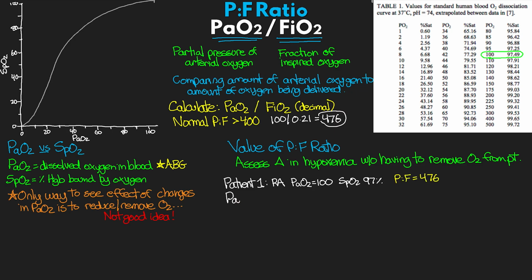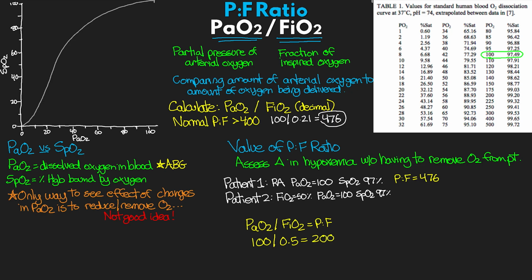So now let's take a look at patient number 2. This patient is on 50% oxygen, so 50% FiO2. They also have a PaO2 of 100, and they are also satting 97% on the SpO2. So we need to figure out what this patient's PF ratio is. Again, we do PaO2 divided by FiO2. Here we would insert our PaO2 of 100, divide that by our FiO2 of 0.5, which is the decimal version of 50%. Doing this math, we come up with a PF ratio of 200.